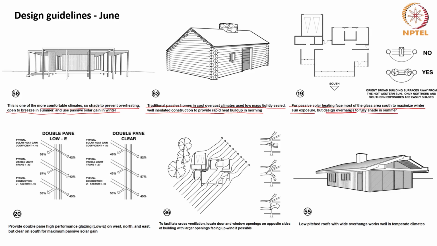So, provide double pane high performance glazing on north, west, east, but clear on south for maximum passive solar gain. We must try to facilitate cross ventilation by providing openings on appropriate walls, but not along the wall which will bring in the cool air. Low pitched roofs with wide overhangs work well in this climate for some months.